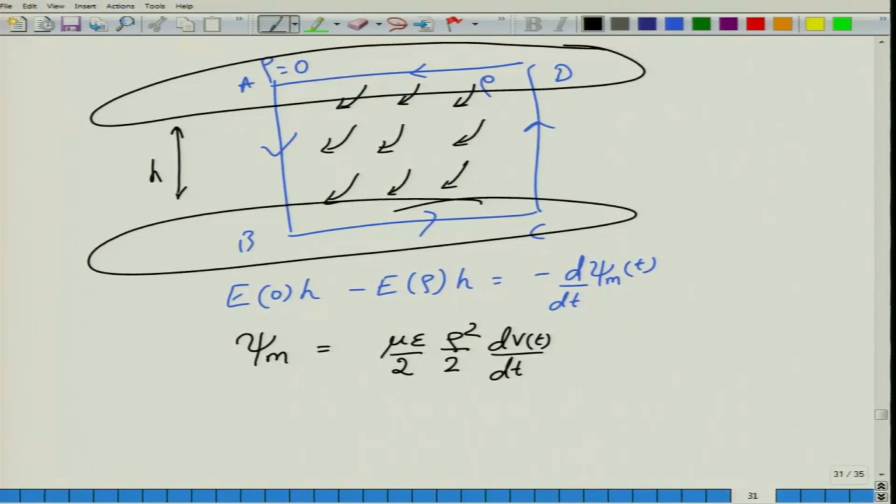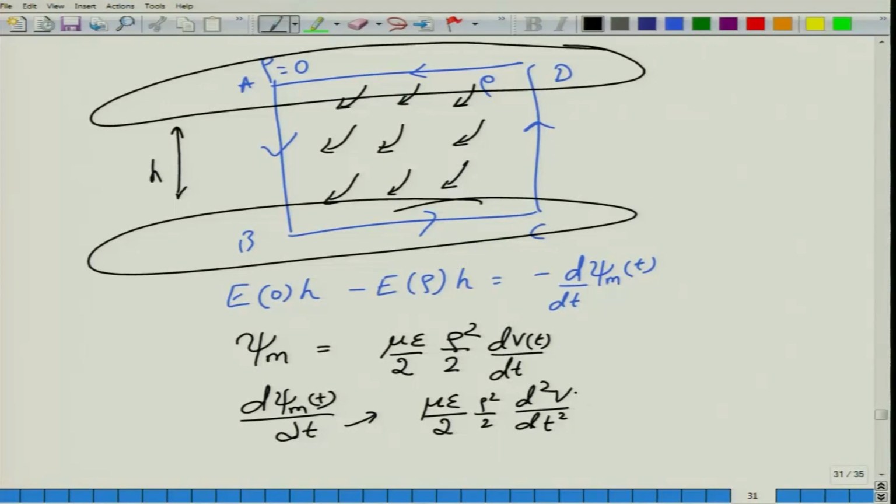You are going to get the magnetic field. Of course, what you want is d psi m of t by dt. If you want this, you just have to differentiate the potential a second time, so you get d square v by dt square. So clearly this would be what is called the second order effect. So this flux change or the EMF change should be equated to that expression which we have written.